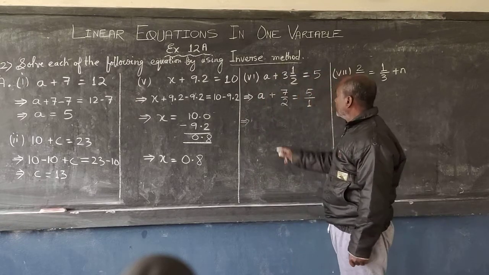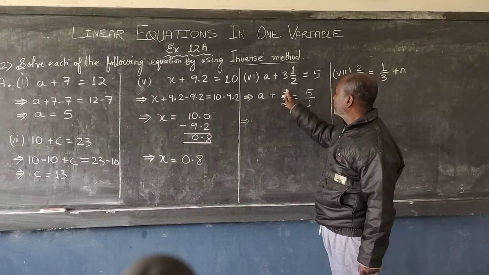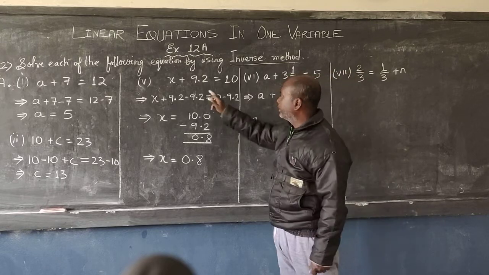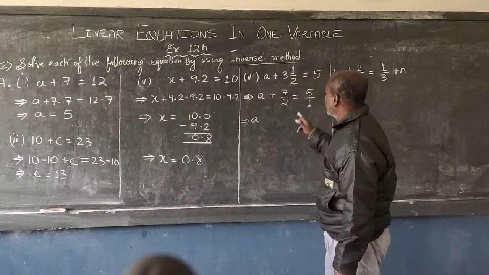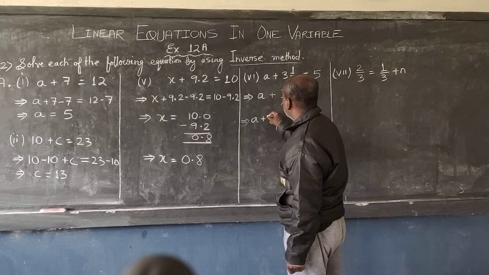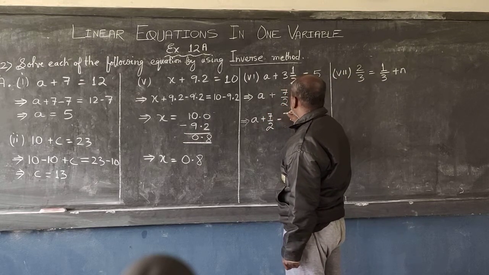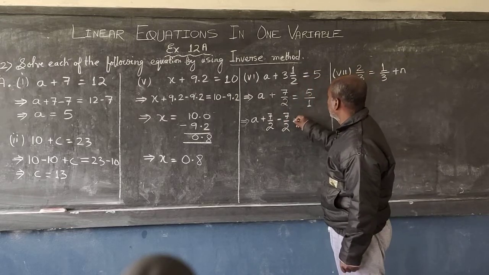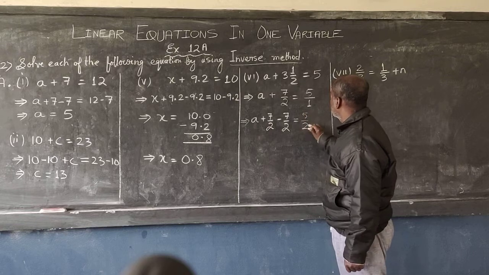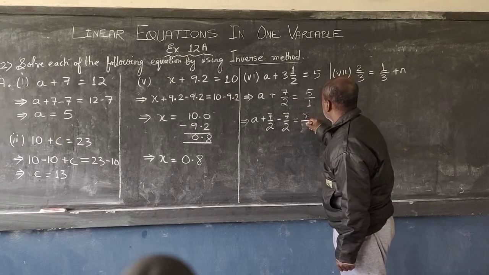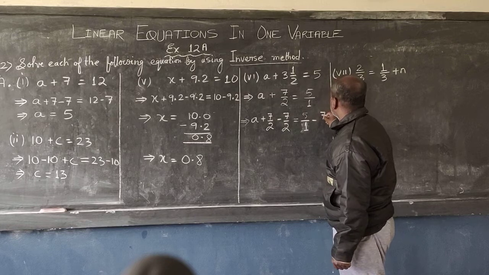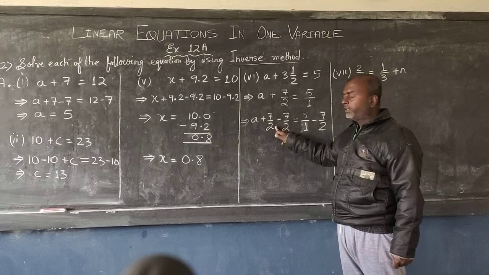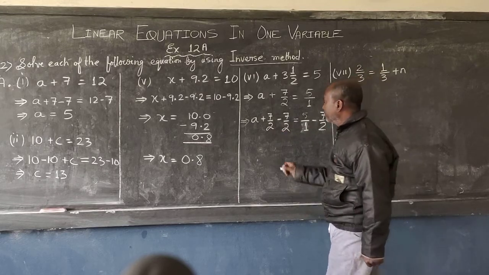Next. With A, we have a plus 7 by 2. So to remove plus 7 by 2, like what we had done in all these, you are going to give a minus 7 by 2. Plus 7 by 2 to remove, we give minus 7 by 2. That's what was on the left side. On the right side also you are going to do the same thing. You are going to give a minus 7 by 2 on the right side also.